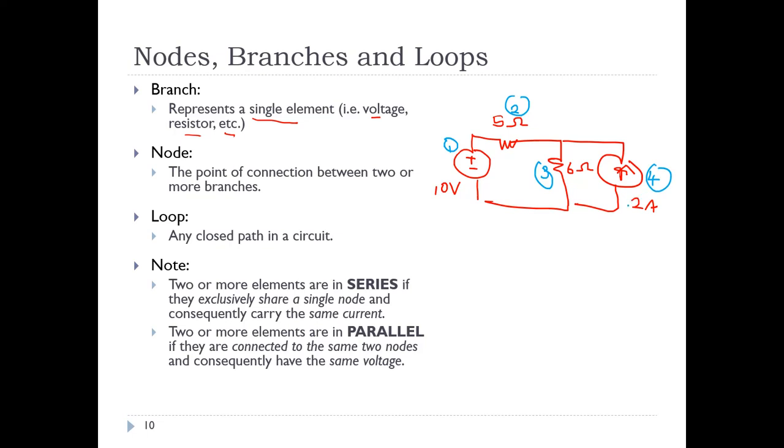Whereas for the case of node, it is the point of connection between 2 or more branches. This part connects the 10 volt and 5 ohm. So this is your node number 1. This part connects the 5 ohm, 6 ohm, and the 2 ampere. So this is node number 2, and finally this is node number 3. Or if you cannot see, you can redraw it such that it looks like this.